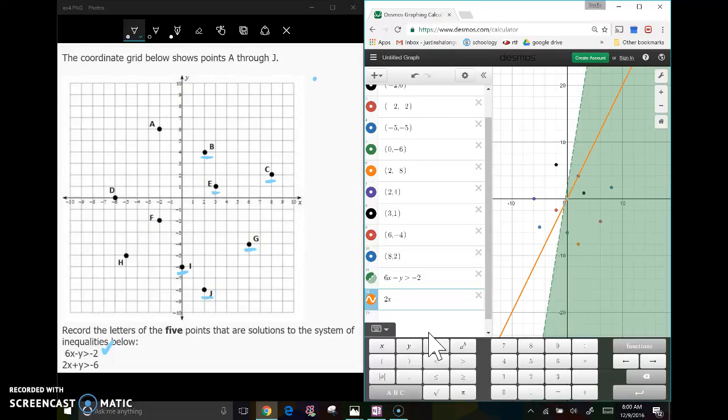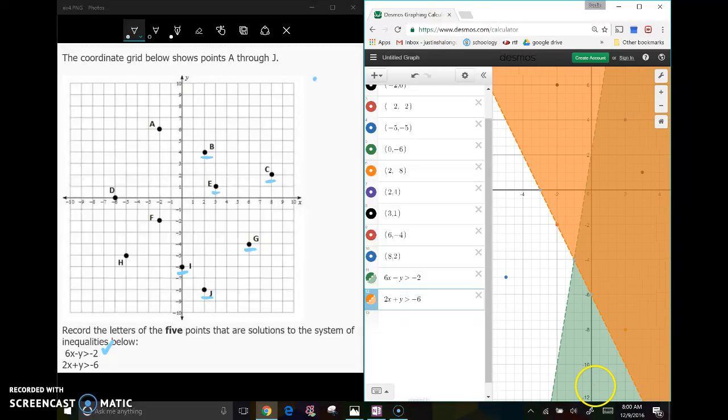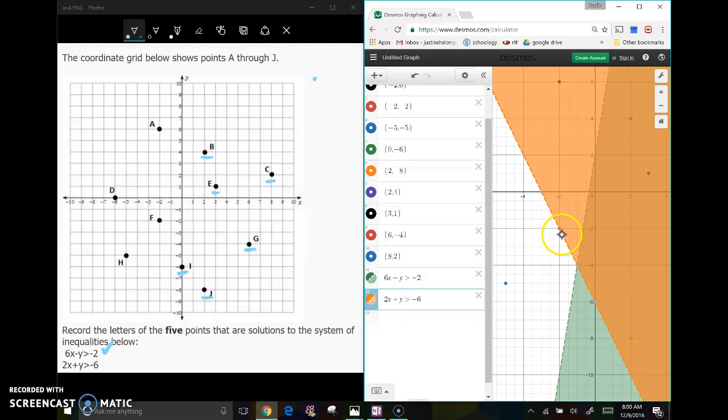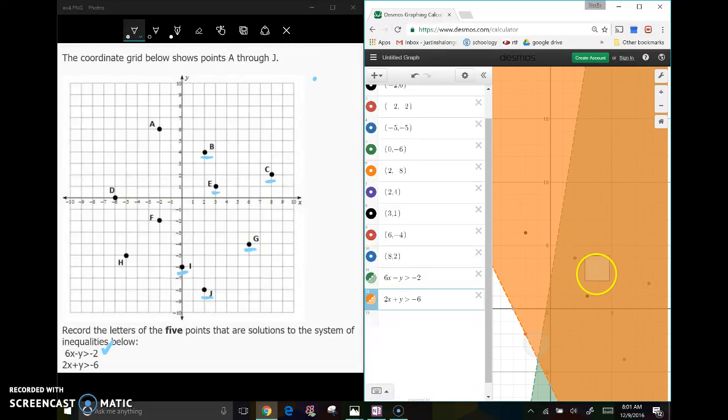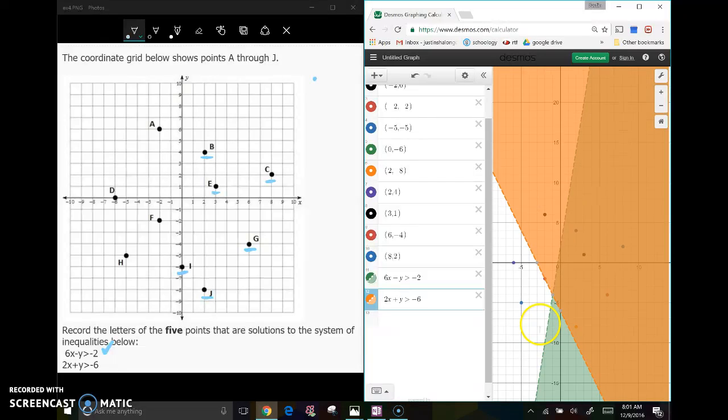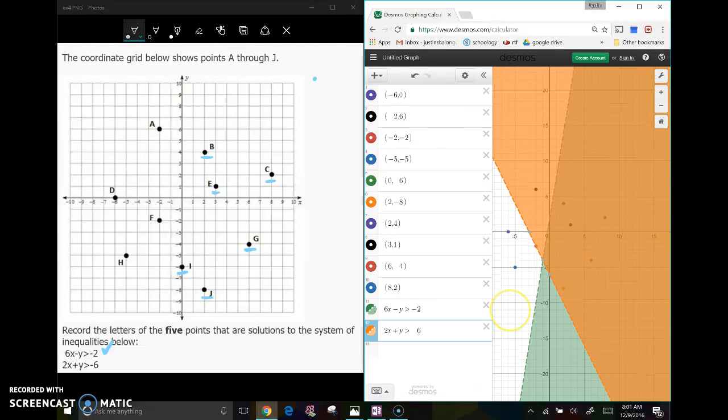And then for the second line, 2x plus y is greater than -6 would be this line right here. And then you can see this particular point right here, what point is that? -2, -2 is on the line, and the line is dashed. So this particular point is not included. F is not included in the solution set for that.